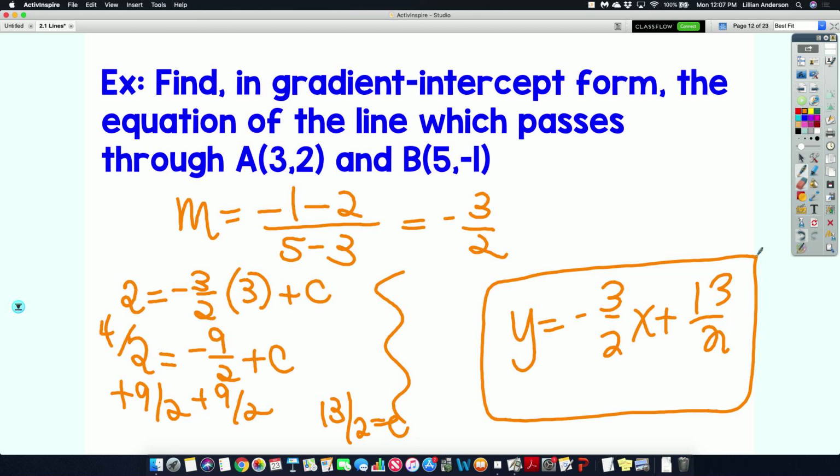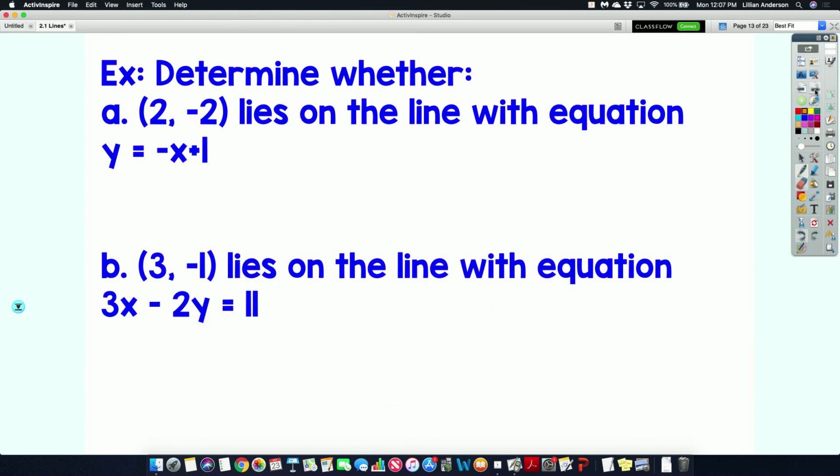Good? How are we with lines? Here we go. How do you determine whether or not a point lies on a line? Plug it in for what? x and y. And if it does indeed lie on the line, so if I plug in negative 2 for y and then 2 for x, what should happen? They should equal each other. So this is negative 2 equals, so does 2, negative 2 lie on the line? No. They should equal if it does.